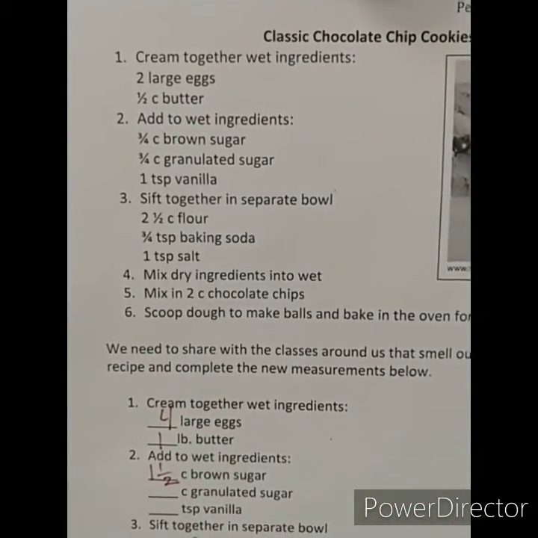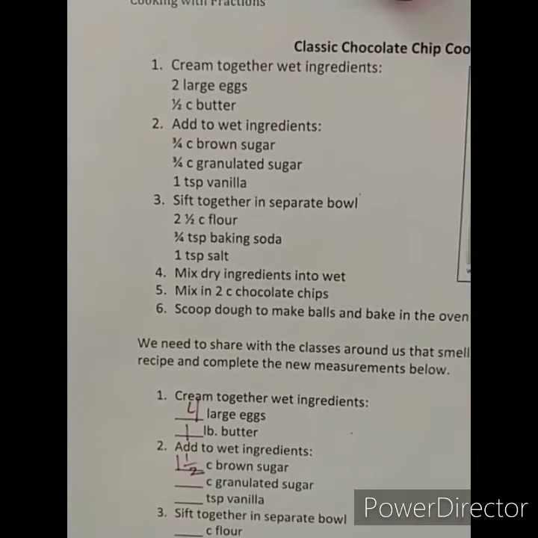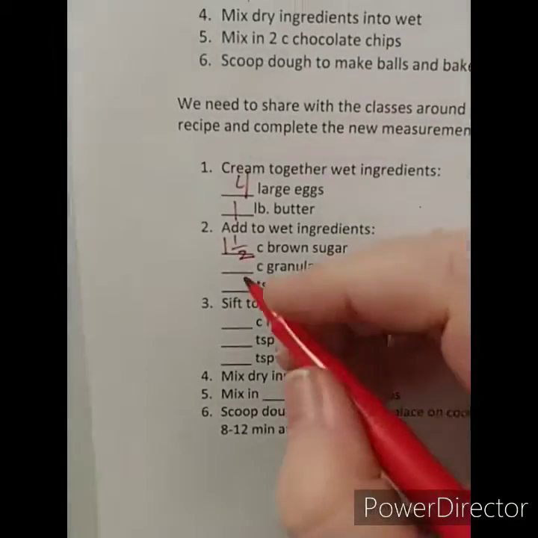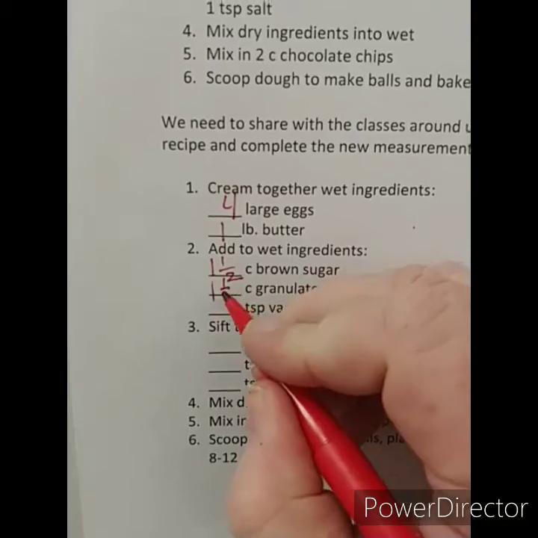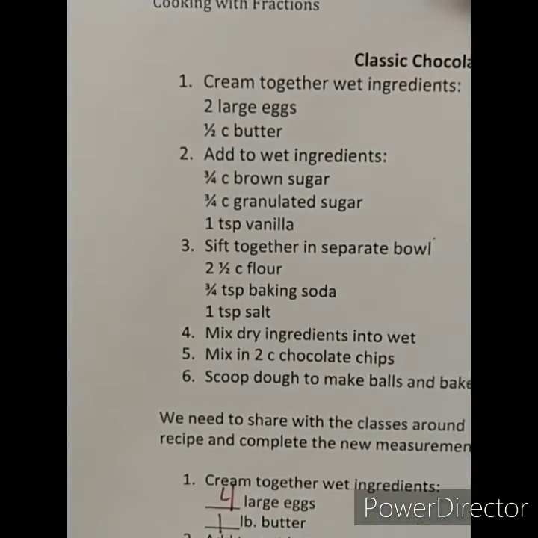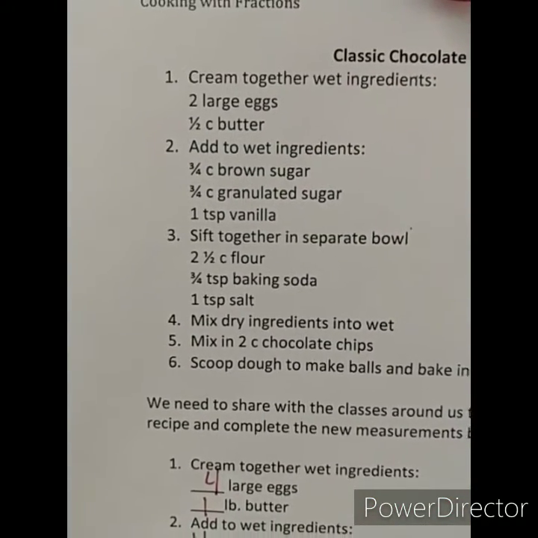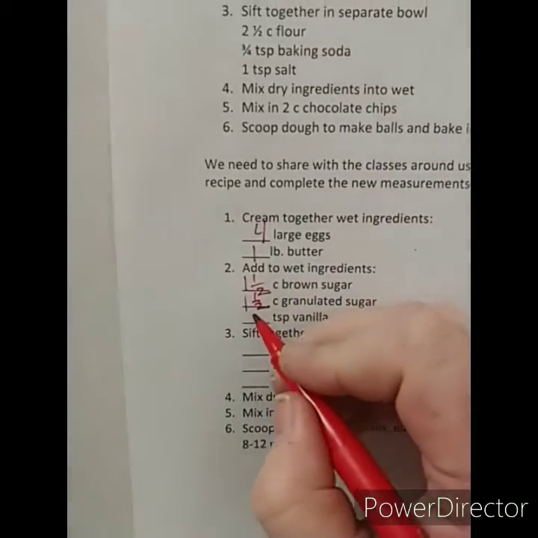So I go through the rest of this. Oh, look, the granulated sugar is the exact same amount. So why do extra work? I already know that that is 1 and 1/2. The 1 teaspoon of vanilla, 1 times 2 is 2. Super easy.